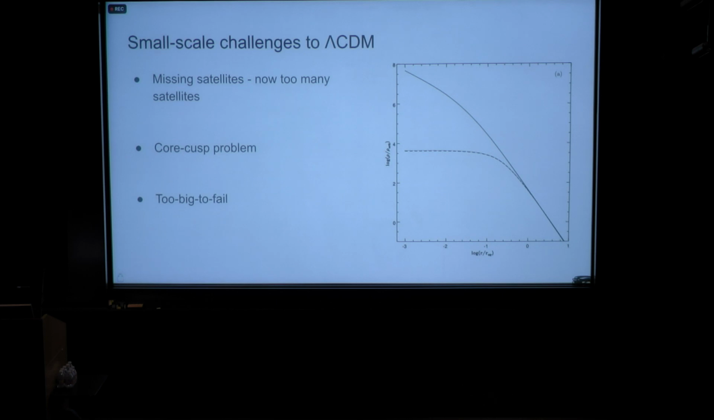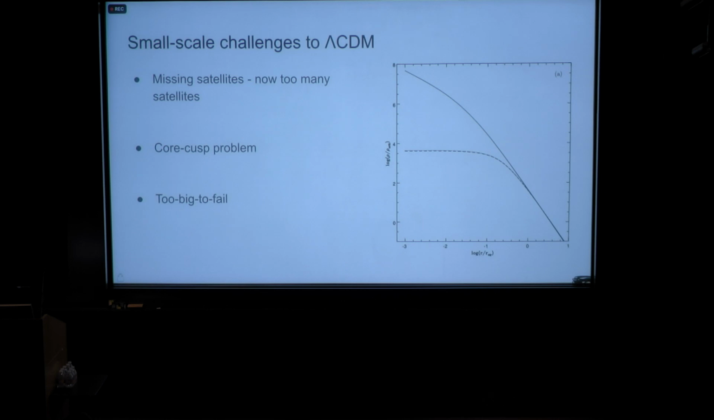For instance, the missing satellites problem, which now has become the problem of too many satellites, or the core cusp problem, which I've shown here, where the lambda CDM model predicts that the radial density distribution of dark matter around galaxies increases towards the core, but observation suggests that this distribution flattens out, which is the dashed line that we see on this plot. And then there's also the too big to fail problem.